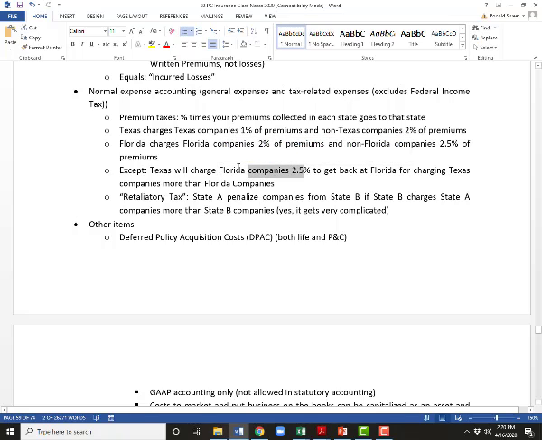So, you know, it's interesting. They kind of play these games, and it's really interesting. So you say, hey, Florida charges 2.5% to Texas companies. So instead of charging Florida 2%, we'll charge them 2.5%. So it's called a retaliatory tax. It's very bizarre. It's the way states try to get at each other.